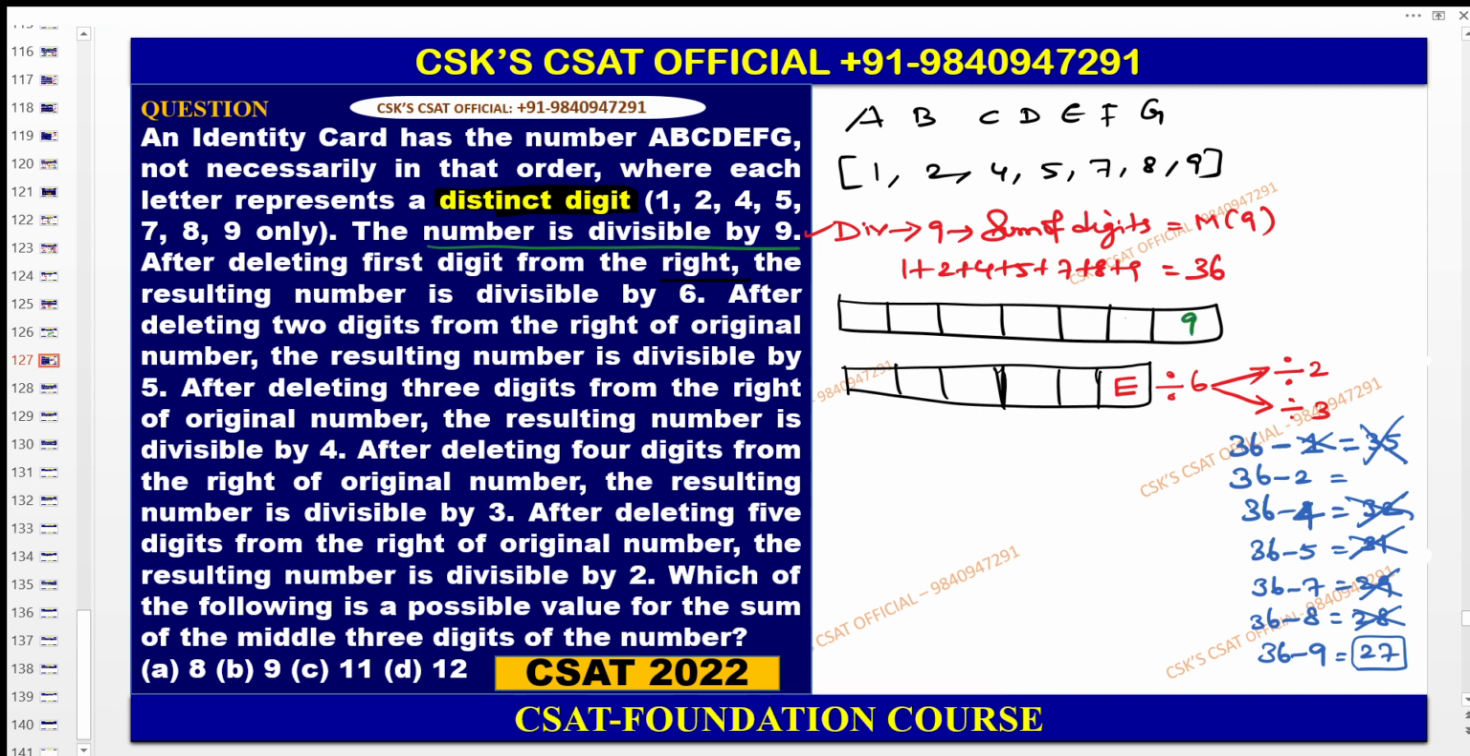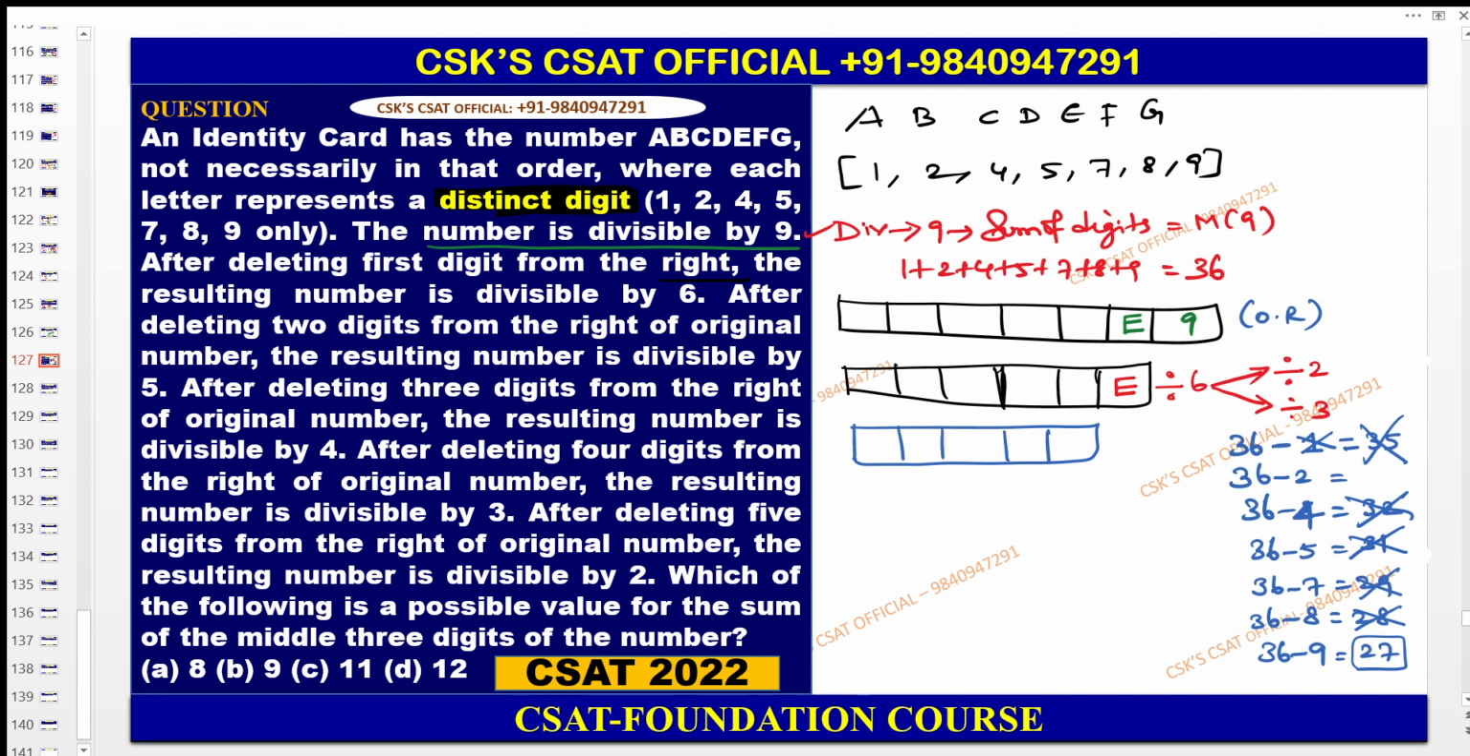Now you found that this is nothing but the even. Okay, now next here, after deleting 2 digits from the right of the original number is nothing but this one. This is the original number. OR means original number. So leaving 2 digits, when I am leaving 2 digits, then it becomes like this.